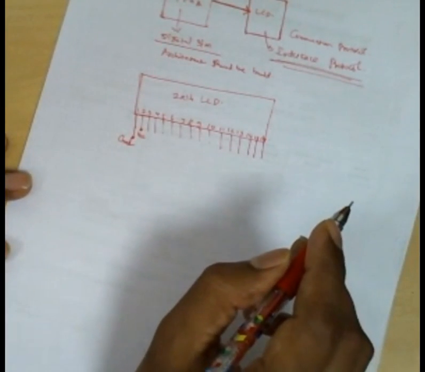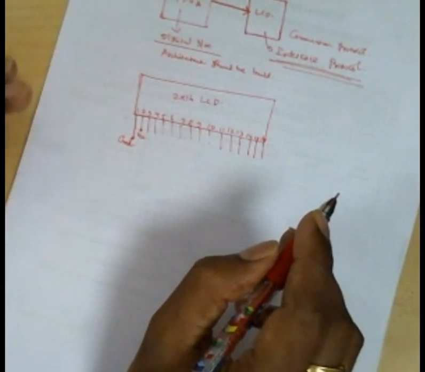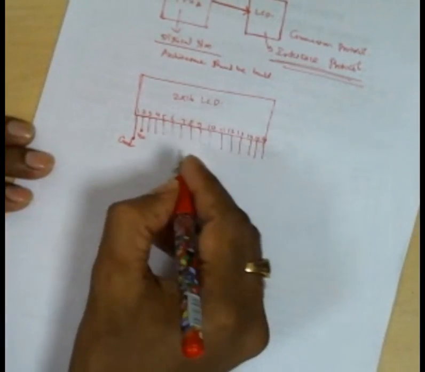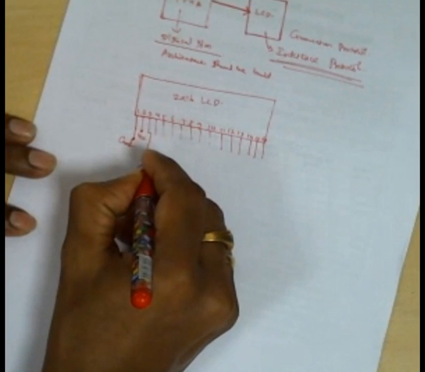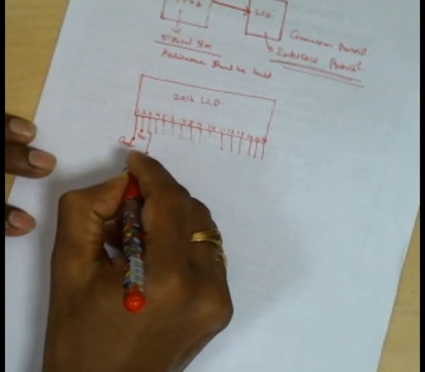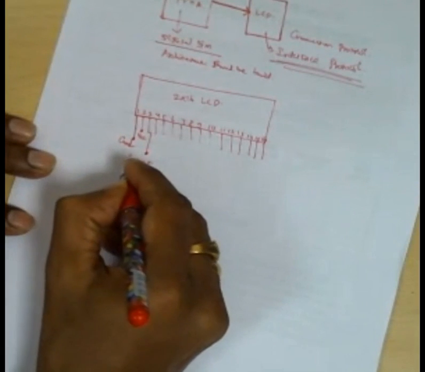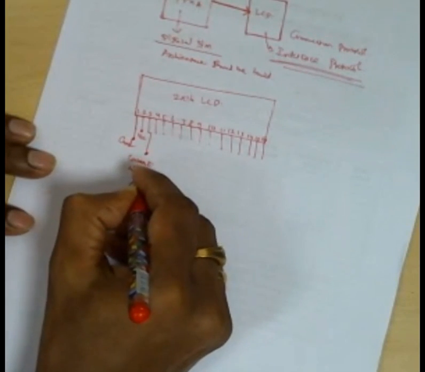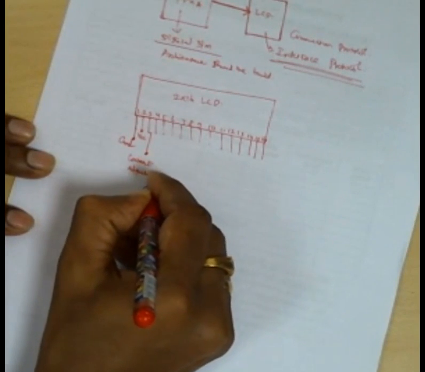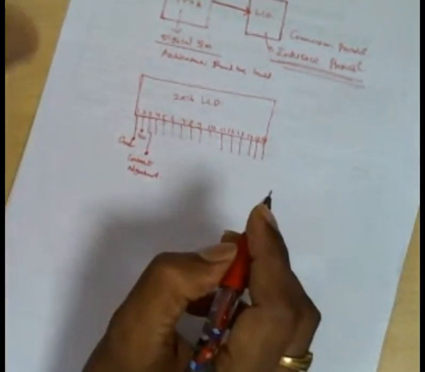Third pin is the contrast adjustment pin. Contrast adjustment. I will tell you what it means. Contrast adjustment means brightness adjustment.